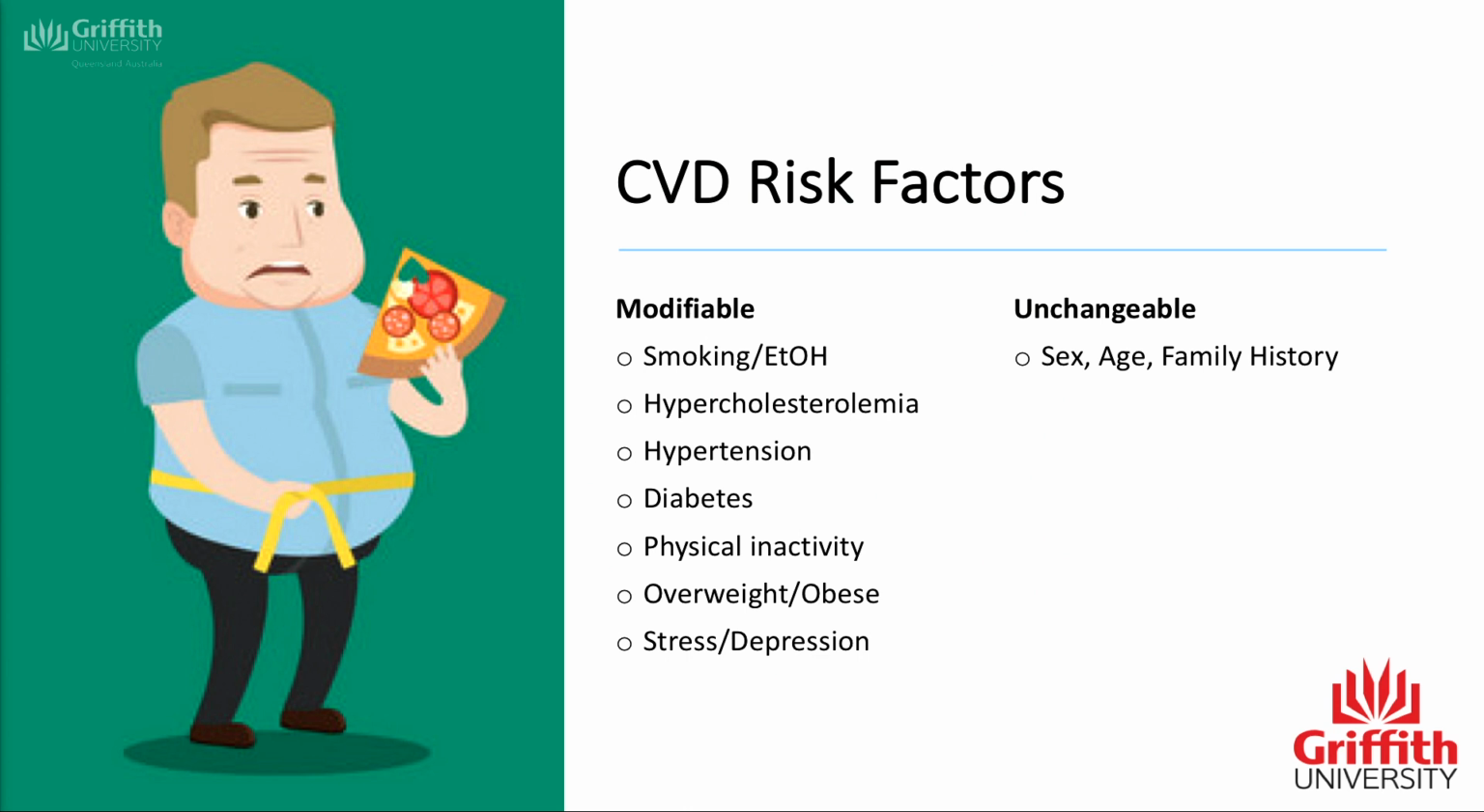Looking at the risk factors for cardiovascular disease, we've got two different types. We've got modifiable, which we like to focus on in the hospital, and we've also got the non-modifiable or the unchangeable. So things like sex, age, family history, it's a bit out of our control, so we like to focus on the modifiable. So things like smoking, alcohol, high cholesterol, high blood pressure, diabetes, all those things affect your risk of having cardiovascular disease, as well as being above the healthy weight range, stress, and even depression.